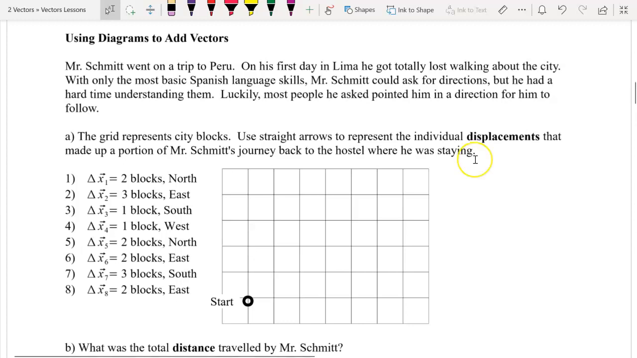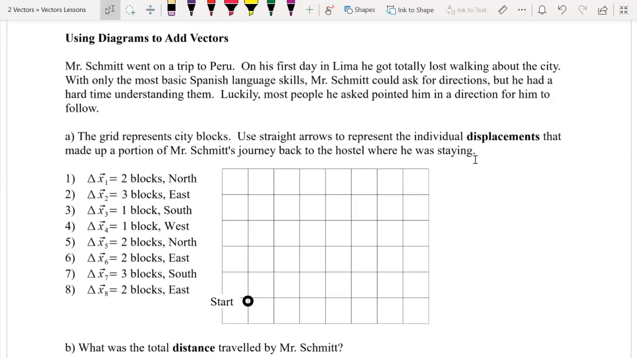Here's a true story. When I was young, I wanted to see South America, so I went to Peru. On my first day in Lima, I got lost walking around the city. I had only very basic Spanish language skills, so although I could ask for directions, I could not understand the answers given to me. But luckily, when you ask someone for directions, they typically point in a specific direction. So I just pretended to understand, walked in the direction the person had pointed for a few blocks, and then asked again.